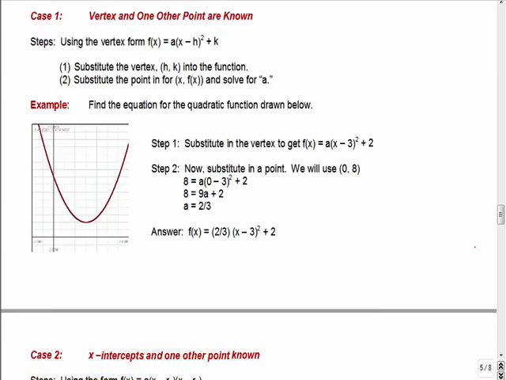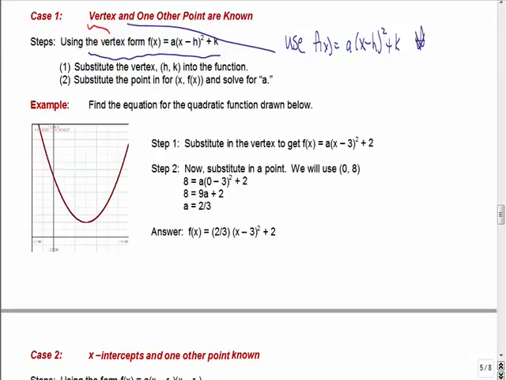When I know the vertex, what I will do is use the form f(x) equals a(x minus h) squared plus k. And that's what the notes say. But when I know the vertex, that's what tells me to use that particular formula. So I have two steps. Step 1 is I substitute in the vertex into this form, and then I substitute in a point for x and f(x), for x and y, and that will allow me to solve for a.